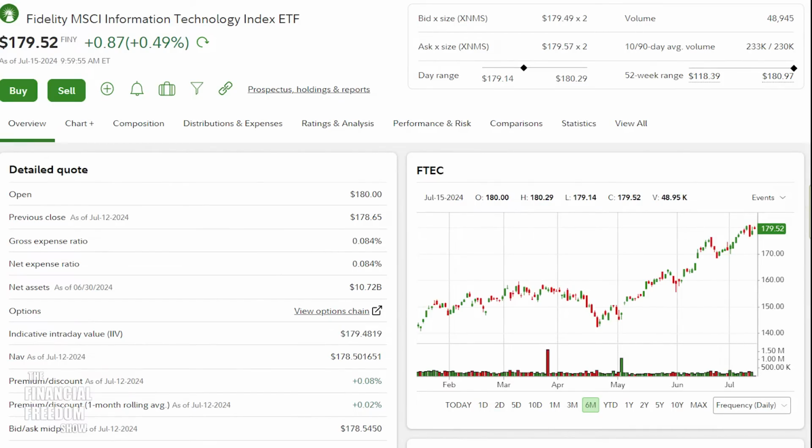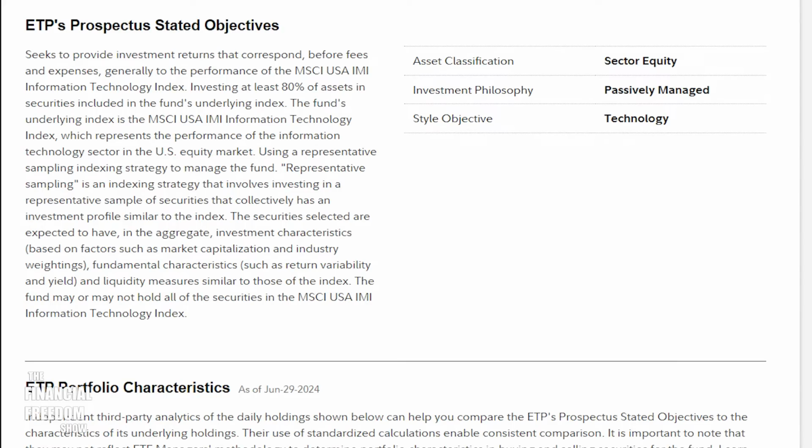First things first, what exactly is FTEC? FTEC stands for the Fidelity MSCI Information Technology Index ETF. It's an exchange-traded fund managed by Fidelity Investments, and it aims to track the performance of the MSCI US IMI Information Technology Index. This index includes companies from the information technology sector of the US equity market.